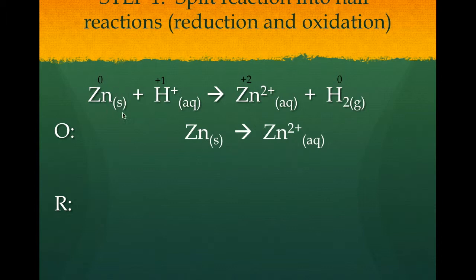The fact that zinc that was 0 became a 2 plus, that happens when you lose electrons. That is our oxidation half reaction. If zinc was oxidized, then hydrogen had to be reduced. Hydrogen was at a +1 oxidation state. It goes down to 0. That is a reduction in its oxidation state, which means that it had to gain electrons. And hydrogen is our reduction half reaction. That is step 1.